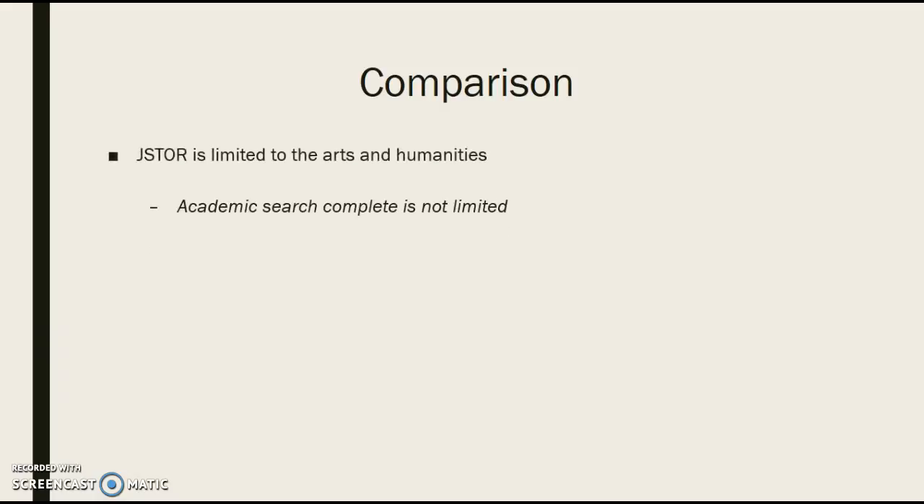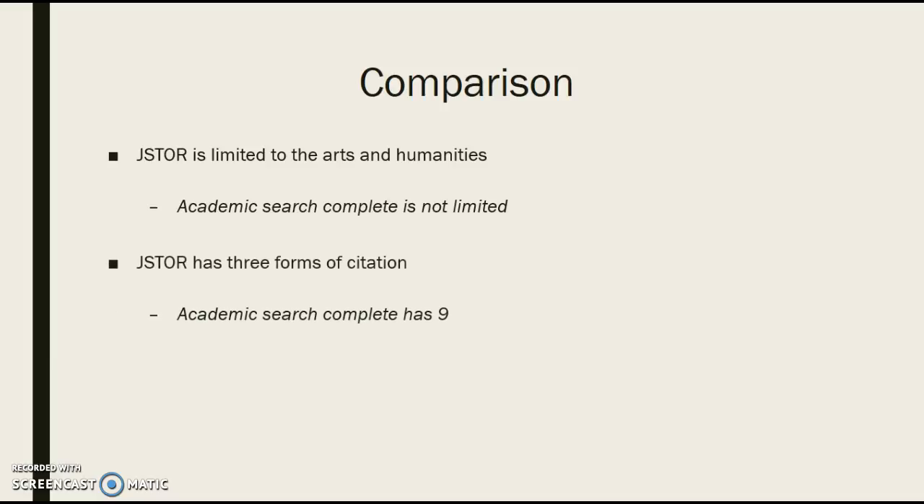I do want to make it known that JSTOR is a limited database. It is limited to the arts and humanities. So if you're searching something very technical or very scientific, you may not want to rely on JSTOR because it's more the arts and humanities. If you're searching for literature or art history, it may be more enriched than the other databases, but I want you to remember that Academic Search Complete is not limited, and I believe that's why they had all the field bars that you could narrow it down in all the search bars.